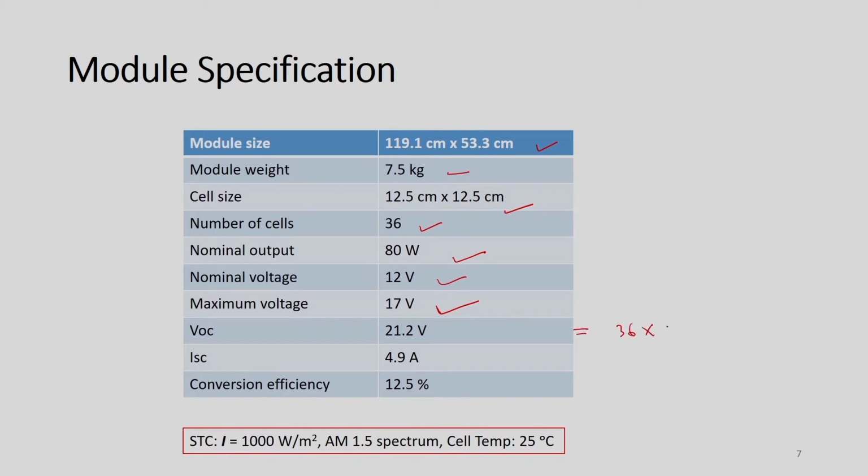So, 36 multiplied by 0.6 will be something like this, and here if we consider about 250 ampere per meter square as the average, multiplied by the area, which is about 0.125 into 0.125. So, that way you can calculate ISC values, and conversion efficiency is normally 12.5%, and these values are found under standard test condition, where intensity of solar radiation is 1000 watt per meter square and spectrum of 1.5 and cell temperature of 25 degree C.